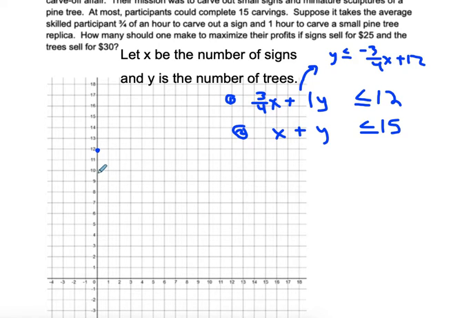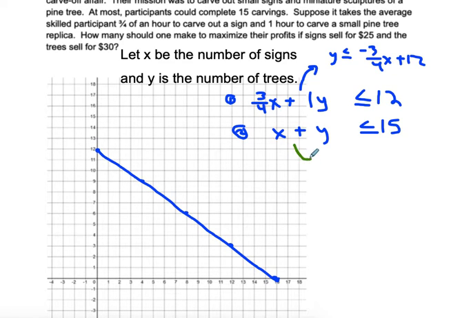We're going to go down 3/4, down 3/4, down 3/4, and down 3/4. Do your best to graph that neatly. And we want to be less than that, so we're going to be shading everything below here.